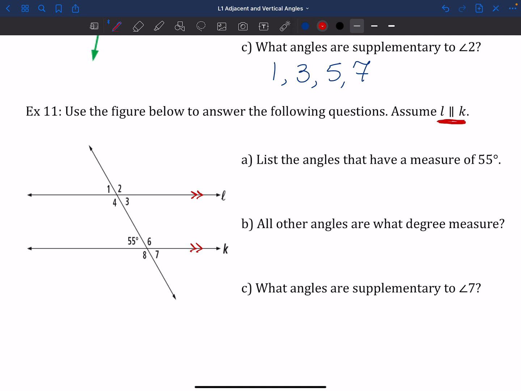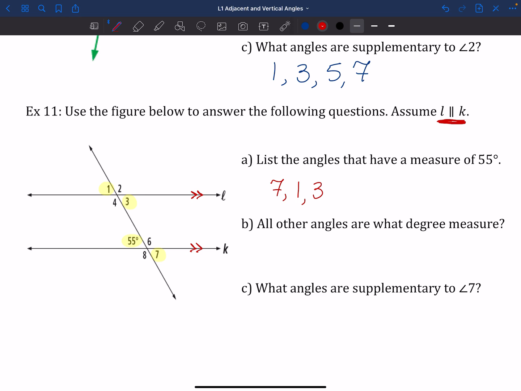All right, so hopefully you paused and gave that a shot. Let's take a look and say which angles have a measure of 55 degrees. We know that 55 degrees is right there. If I work off the vertical angle piece, I know that 7 is vertical to it, so 7 should also be included. After that, 55 is corresponding with angle 1 up top, so 1 is included. And then 1 and 3 are vertical from each other, so I can also include 3. So 7, 1, and 3 all work and are all 55 degrees.